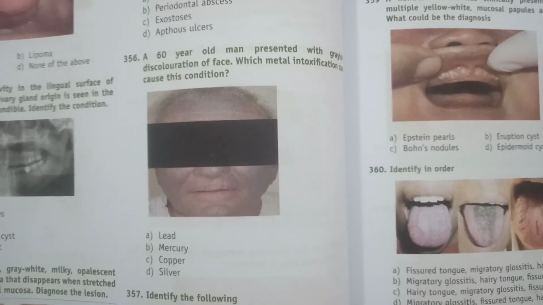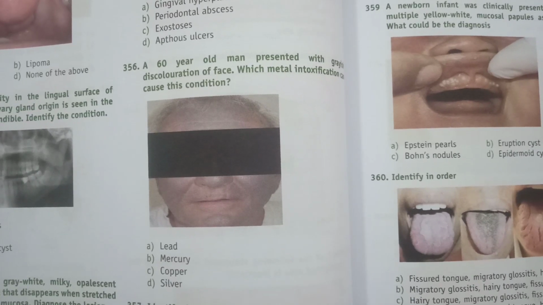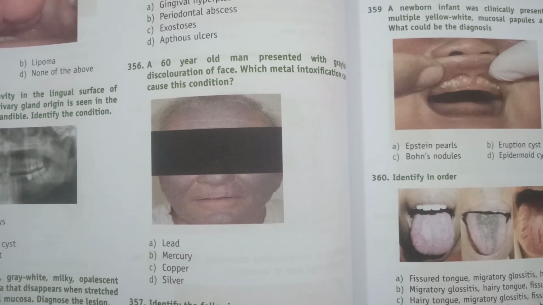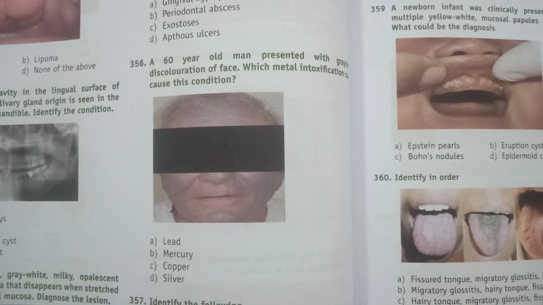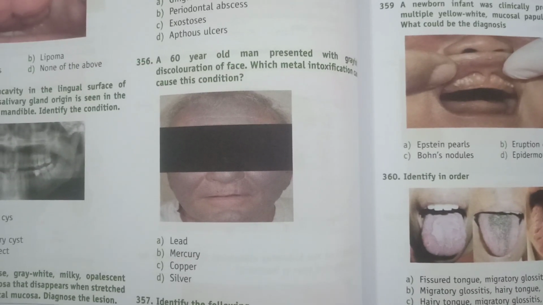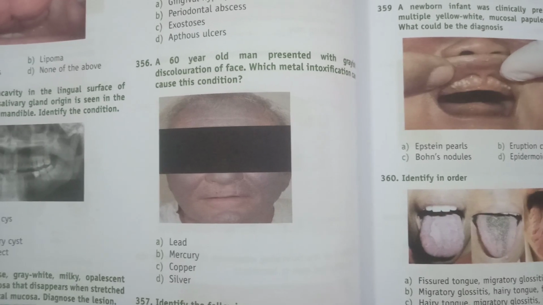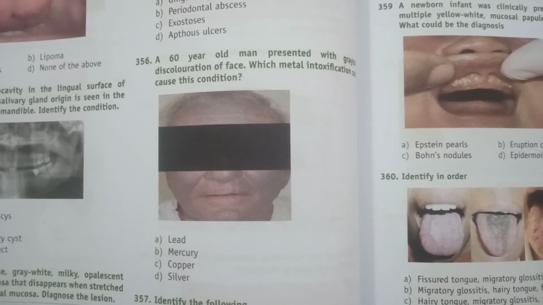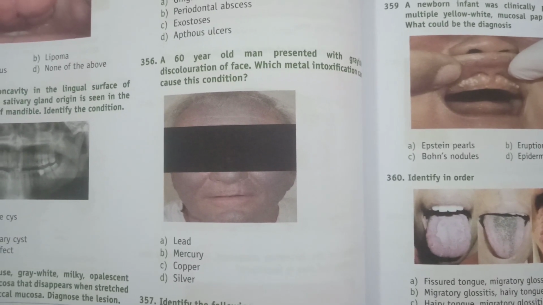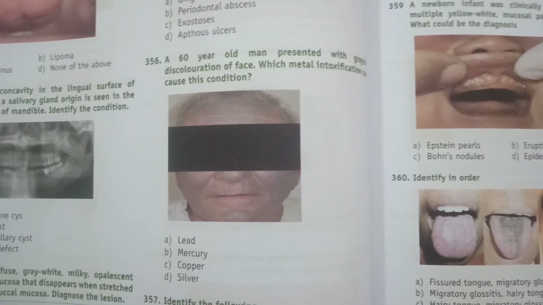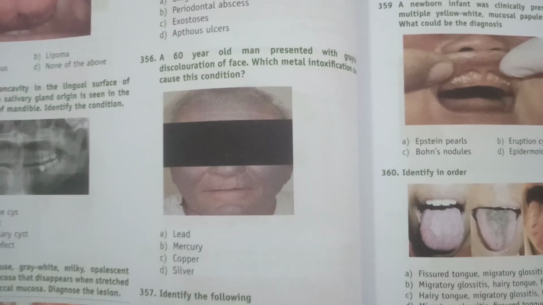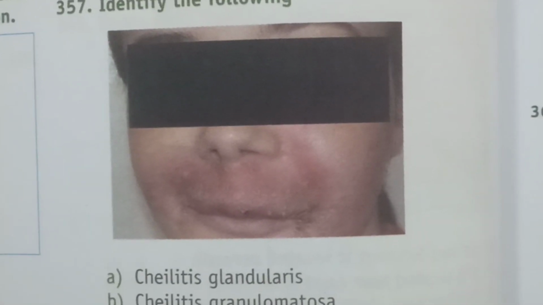Next question. A 60-year-old man presented with grayish discoloration of the face. Which metal intoxication can cause this condition? Is it lead, mercury, copper, silver? Grayish discoloration is the only useful term. So the answer is silver. Silver is the answer. Now the next question, 357.